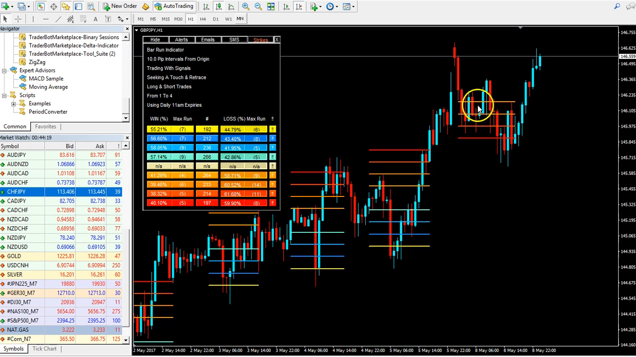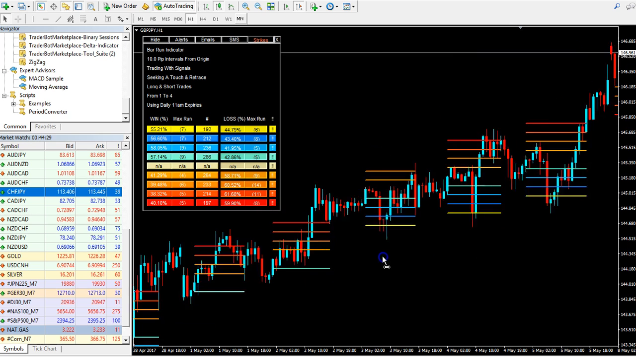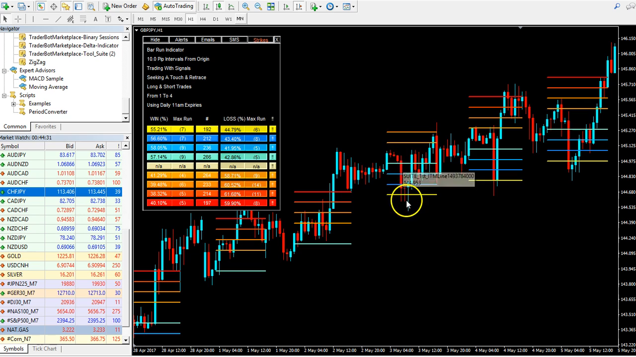So it touched all of these lines. It never touched any of the lines up here. It touched all of the lines in this section, all of the lines in this section. It touched these lines and these two lines, but did not touch the two other lines above here.